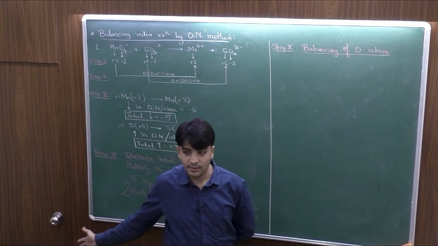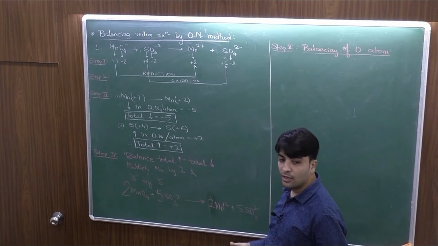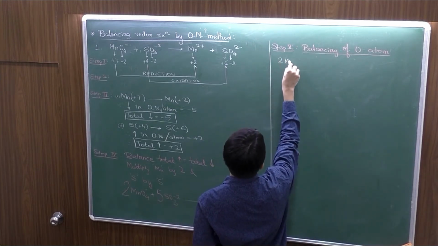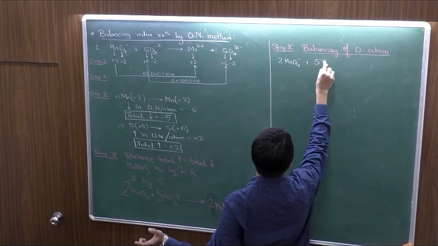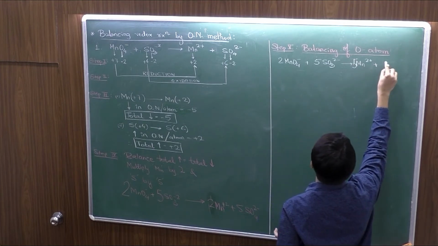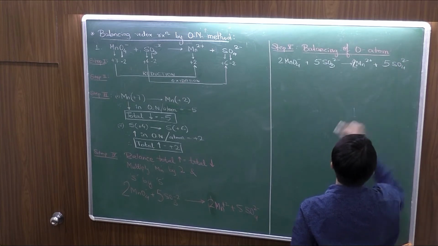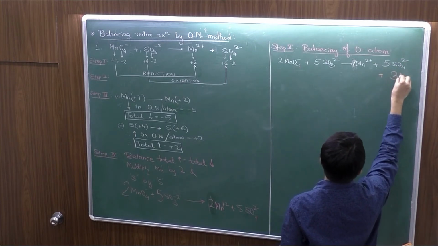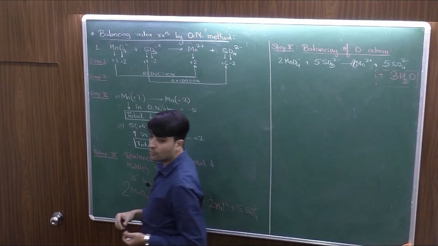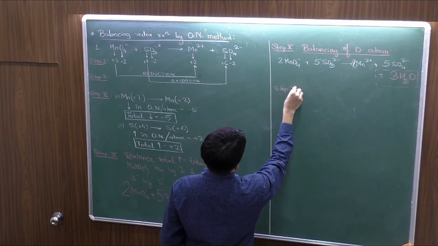मतलब यहाँ पर 23 है और यहाँ पे 20 है. The lesser number of oxygen on the right will be balanced by adding those many H2O molecules. Meaning now I will rewrite this as twice MnO4 minus plus 5SO3 2 minus, giving you Mn 2 plus and 5SO4 2 minus, and then plus thrice of H2O. Whatever new step you introduce, just highlight it so that you understand what you have done. Clear?